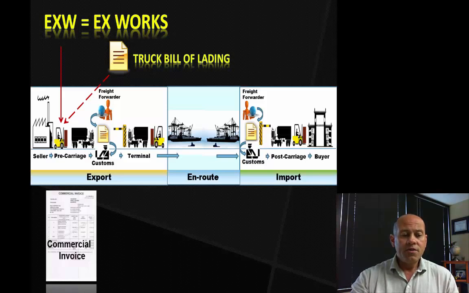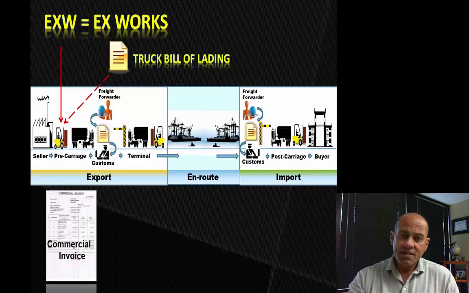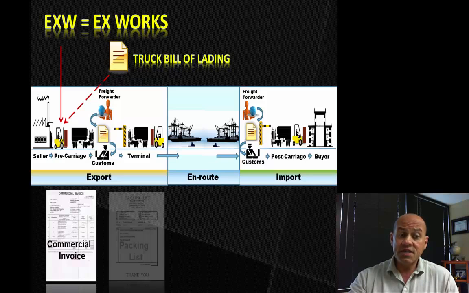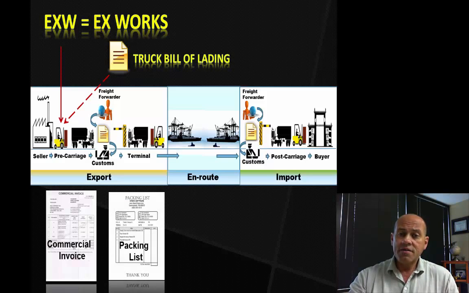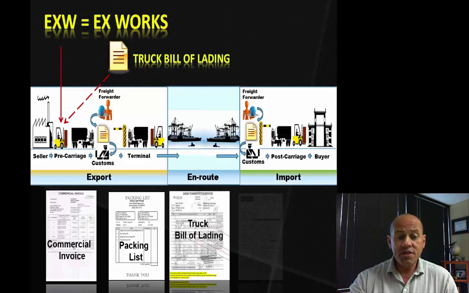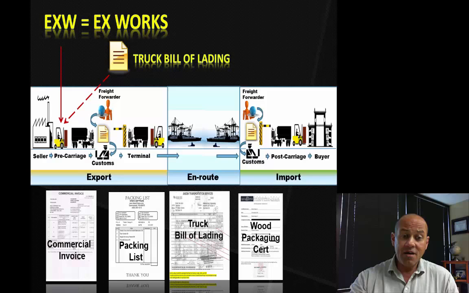Within this, the seller is going to have to produce certain documents. So the seller will be responsible for producing the commercial invoice, which is basically the invoice from the seller to the buyer. They'll have to produce a packing list, which shows how the goods were packaged. A truck bill of lading. Basically, even though they're not paying for the truck, they're going to have to show proof that a truck did take delivery of the goods.